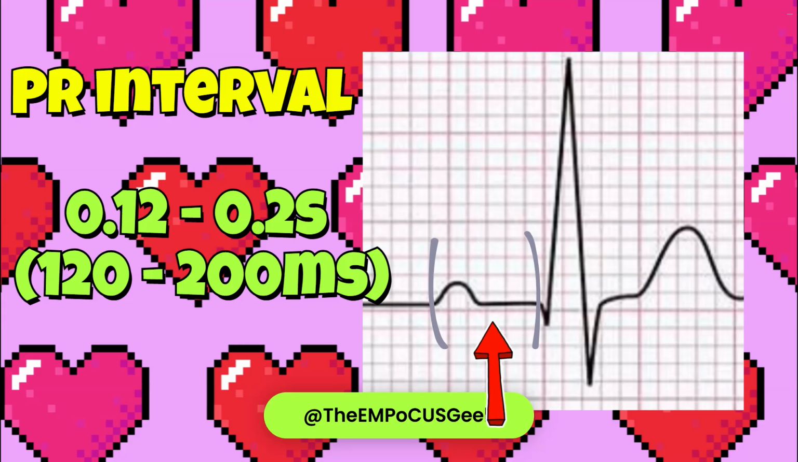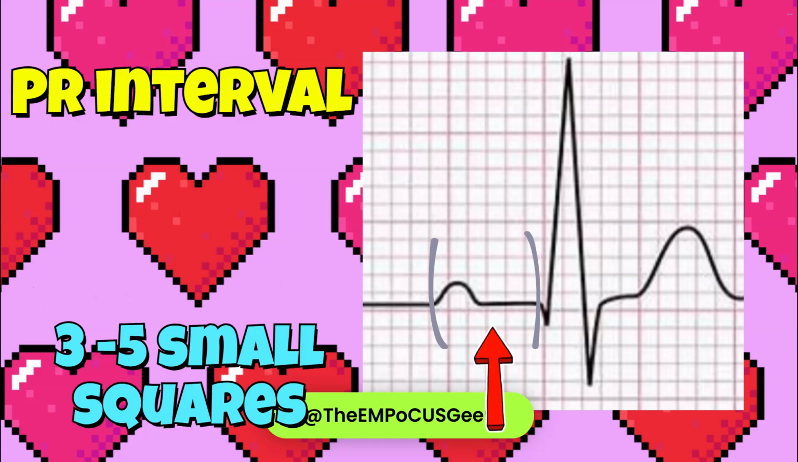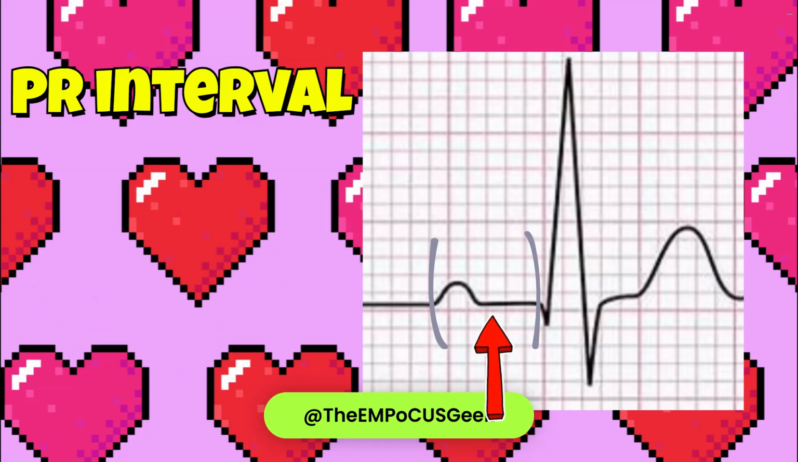The normal PR interval is 0.12 to 0.2 seconds, that is 120 to 200 milliseconds, which is equal to 3 to 5 small squares. If the PR interval is short, that may mean that the atria are depolarized from a location much closer to the AV node, or there is an abnormally fast conduction from the atria to the ventricles. On the other hand, if the PR interval is prolonged, we must think of conduction blocks that slow down the speed of the impulse.